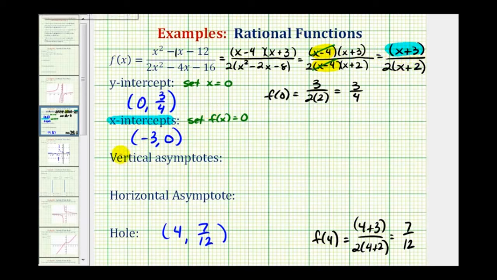And then to determine the vertical asymptotes, these occur when the denominator is equal to 0. So x plus 2 is equal to 0 when x equals negative 2. Therefore, the equation of the vertical asymptote is x equals negative 2.